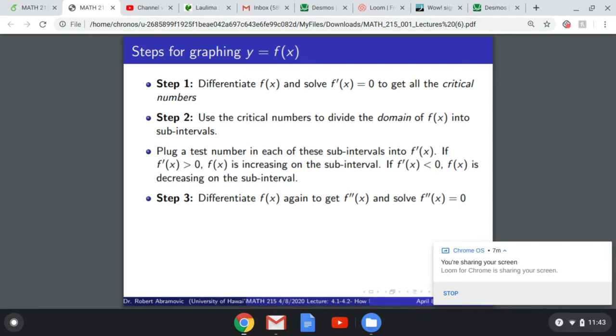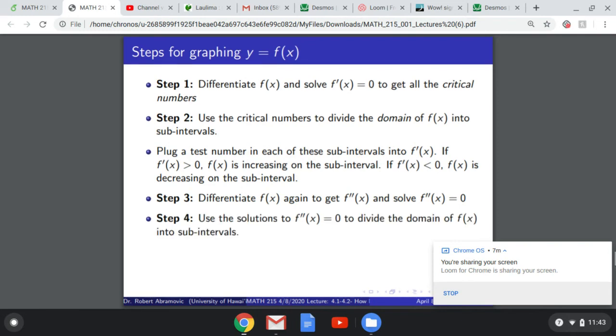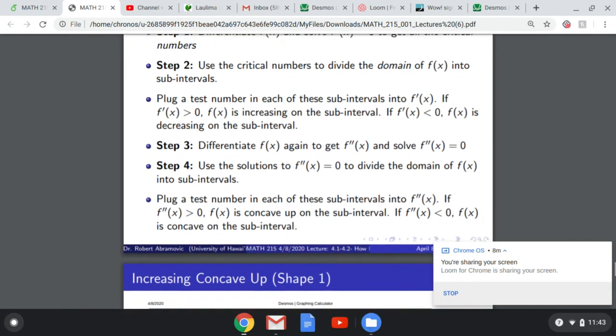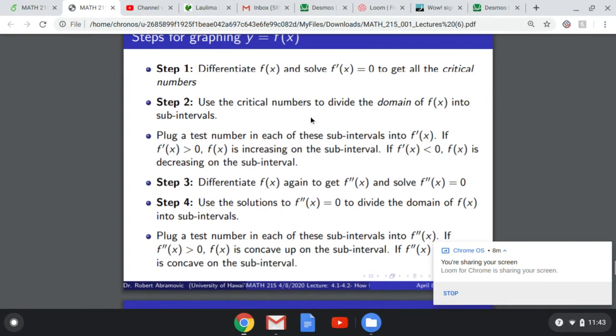Differentiate f again to get f double prime, and solve for f double prime of x equals 0. Use these solutions to divide the domain of f of x into subintervals, and plug a test number from each of these subintervals into f double prime. If the second derivative is positive, we get concave up. If the second derivative is negative, we get concave down. And again, that's going to hold on the entire subinterval. So we'll see when we get to examples.